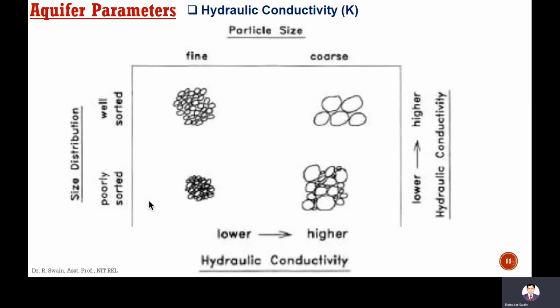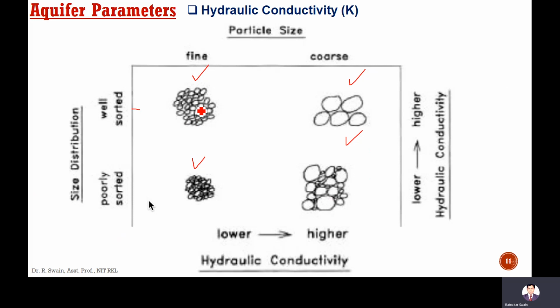Next, the particle size and the sorting of the particles change the hydraulic conductivity. Here you can see the fine particles, and these are the coarse particles. So from fine to coarse, the hydraulic conductivity increases. Then there are poorly sorted and well sorted materials. Well sorted means the size of the particles is uniform.